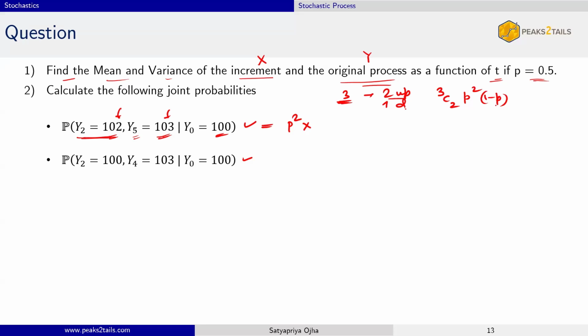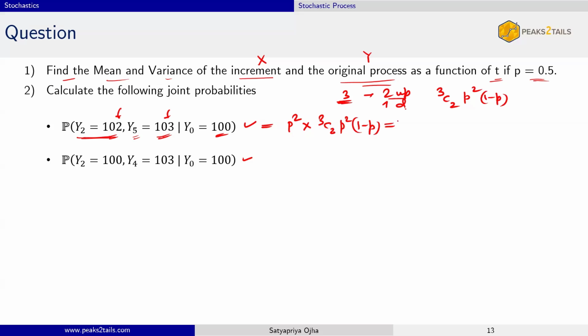3C2, out of 3 steps, choose any 2 as that needs to be success or up, and the remaining one needs to be down. This is the probability. Okay. 3C2, P square. These are all interview questions. Okay. I'll give you a lot of practice problems. You have to practice them before the next class. Otherwise, you'll lose out.